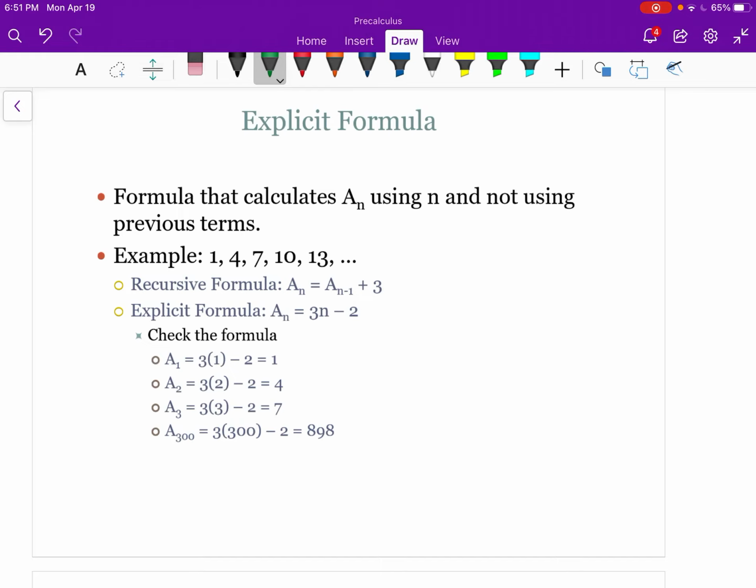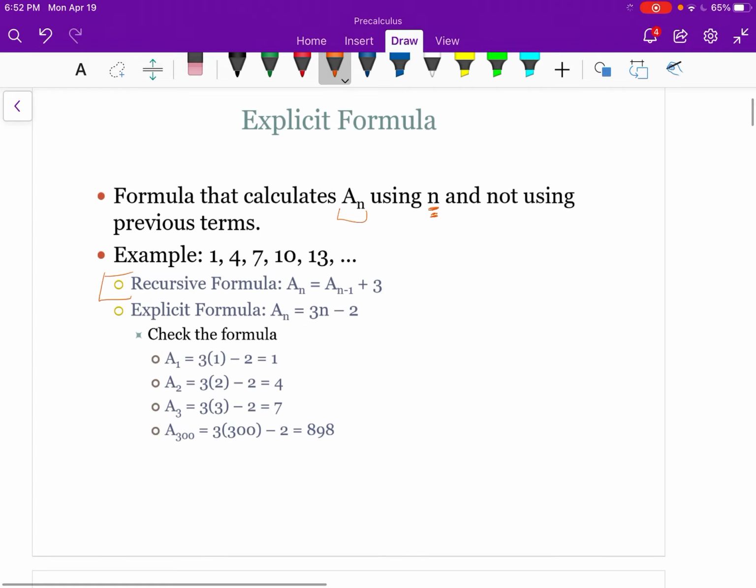But an explicit formula is a formula that calculates the nth term, a sub n, just using n, well, not just n, and some other things, and not using the previous terms. So it tells us explicitly, outrightly, what the term is. So here we have a sequence, 1, 4, 7, 10, 13. It looks like we keep adding 3. So right here is the recursive formula, which we talked about in the first lesson. The explicit formula, however, is a sub n equals 3n minus 2.